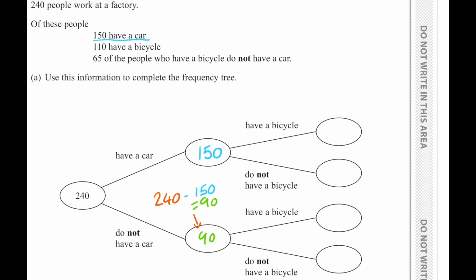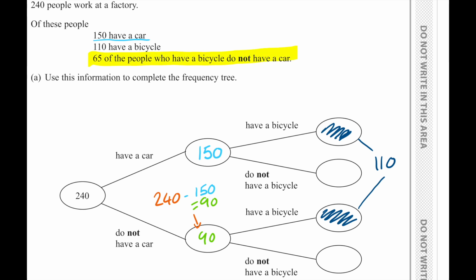So 110 people have a bicycle, and we just need to be slightly careful with these because these people here have a bicycle and these people here also have a bicycle. For that top one here, these are people that have a car and also a bicycle. With this one here, these are people that don't have a car and don't have a bicycle. So we know from this that both of those values there are going to add up to 110, but we can't say what's going to be in which yet.